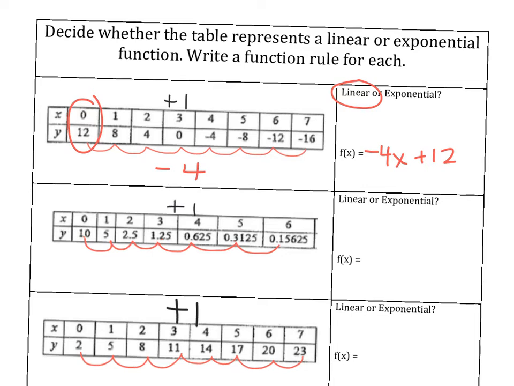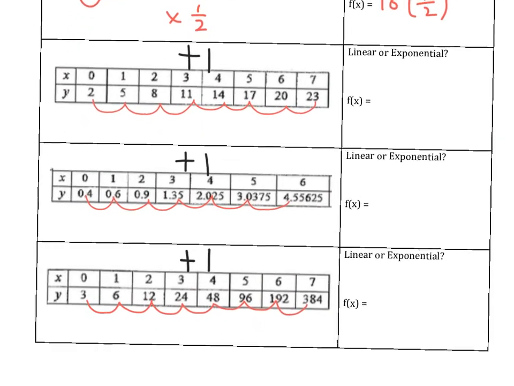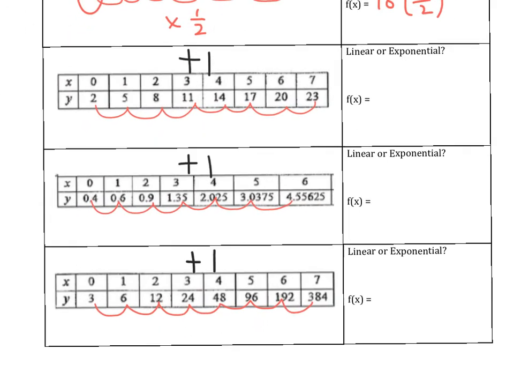Okay, and then when I look at the next one, number 2, it goes from 10 to 5 to 2.5. So this is actually multiplying by a half. It's cutting it in half, so that's exponential. So my initial value was 10, so it's 10 times 1/2 to the x. All right, let's take a look at the next 3. The next one, it's adding 3 on my y value. So that's definitely linear. So that's 3x, and my 0 term is 2.